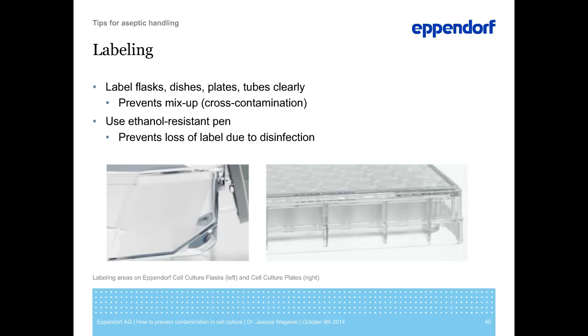Every cell-containing vessel, no matter if it is a dish, a T-flask, a multi-well plate, or a tube, should be clearly labeled with the cell name, passage number, date, and lot number if applicable.